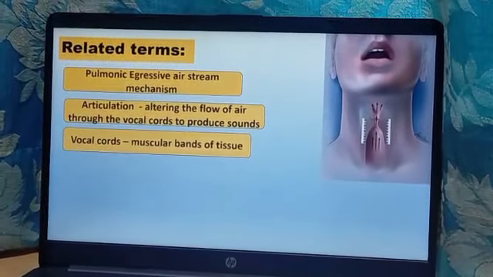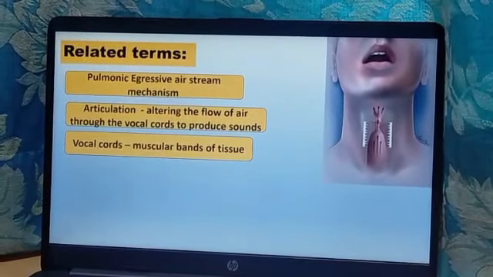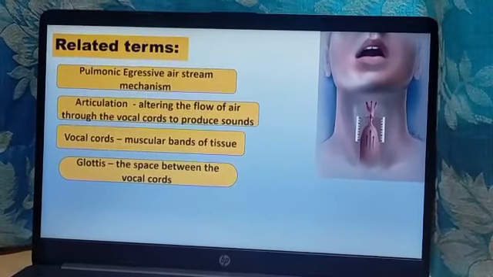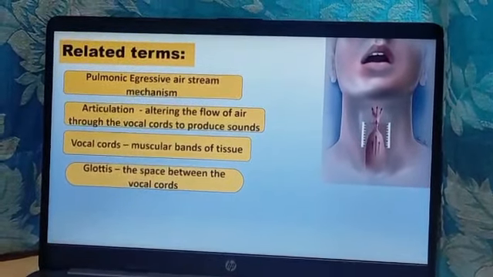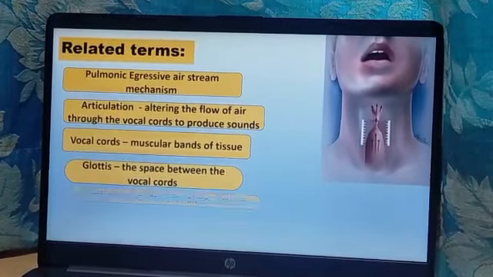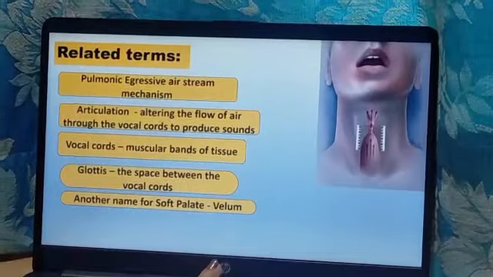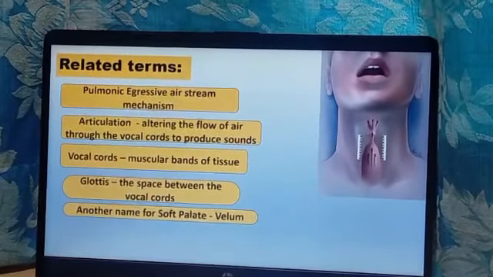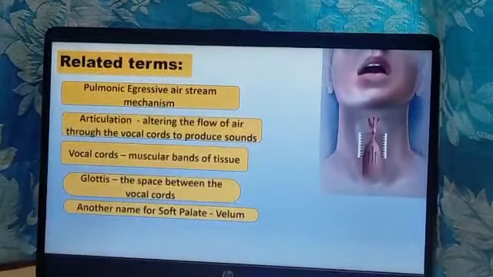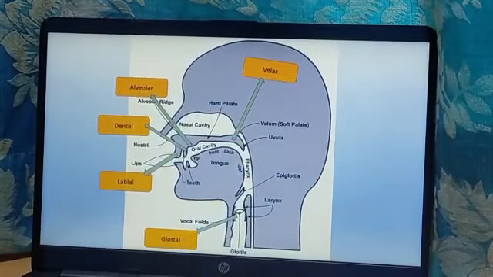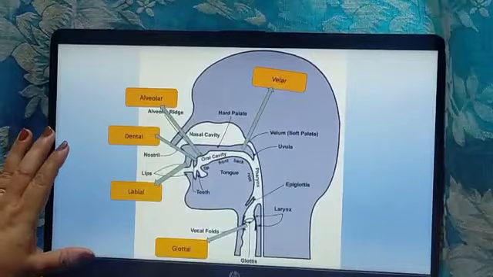Now vocal cords, what are they? As we discussed some time back, vocal cords are muscular bands of tissue. Next is of course the glottis, which is the space between the vocal cords. There's another name for the soft palate, which we introduced. The last part of the palate before the uvula is the velum. So this is how it looks, what I had drawn some time back.